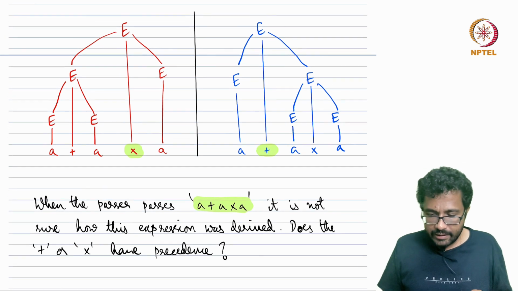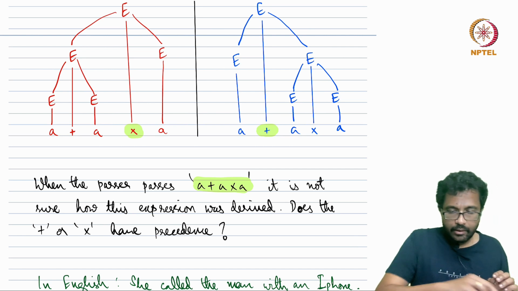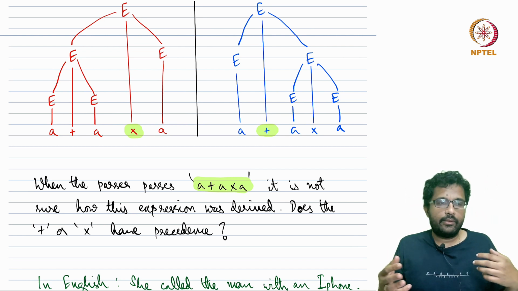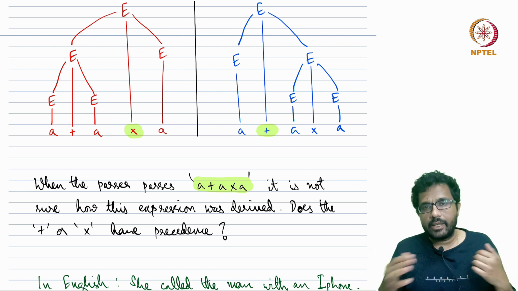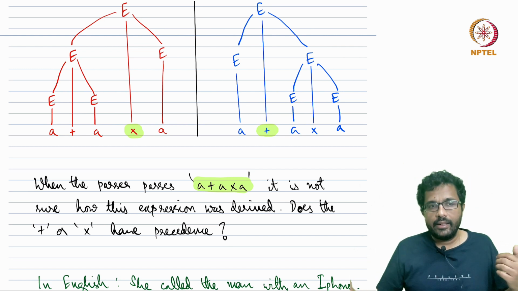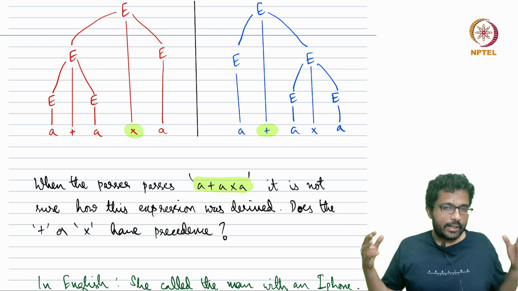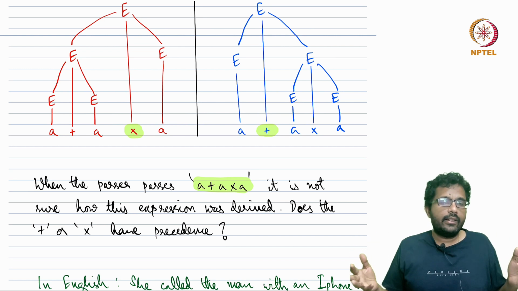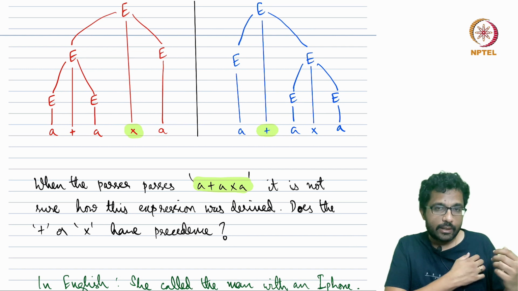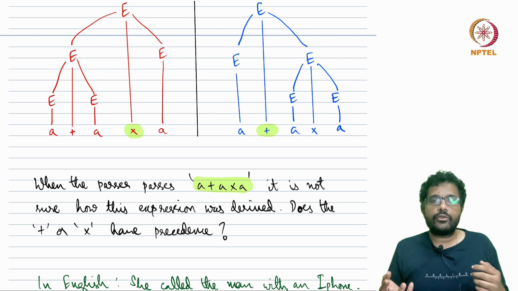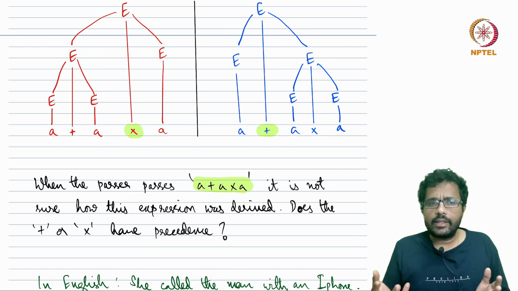But if we just see the string A plus A multiplied by A, think about a computer program, right? You're writing code. Let's say you write 6 plus 10 multiplied by 5, or x plus y multiplied by z. Now when the compiler reads it and interprets it, how should it interpret it? Either the plus should happen after the multiplication, or the multiplication should happen after the addition, right? So it depends on how the grammar is defined.